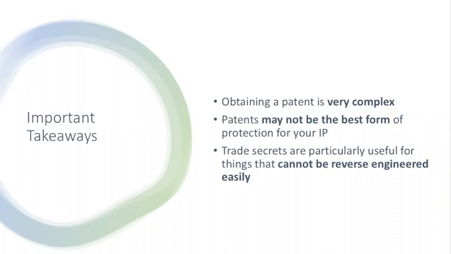We've covered a lot of material throughout this presentation, so now let's end things by taking a look at some of the important takeaways. First, the process of filing for patent registration is extremely complex. Second, prior to filing for patent registration, you should always consider if a patent is the best form of protection for your IP. That leads us to our last takeaway, that trade secrets are particularly useful for things that cannot be reverse engineered easily. Consider them first if you want protection for something that can't be reverse engineered.